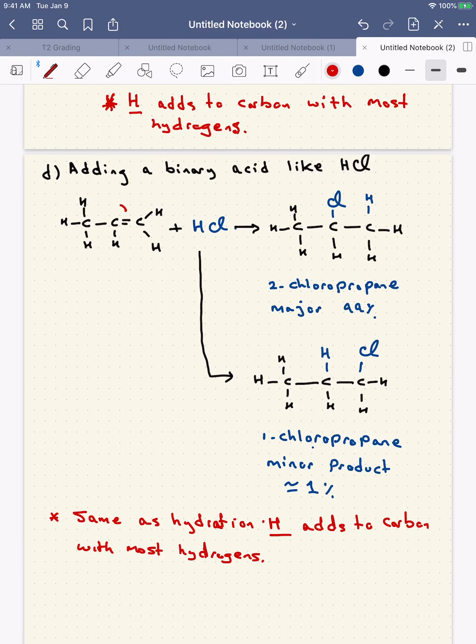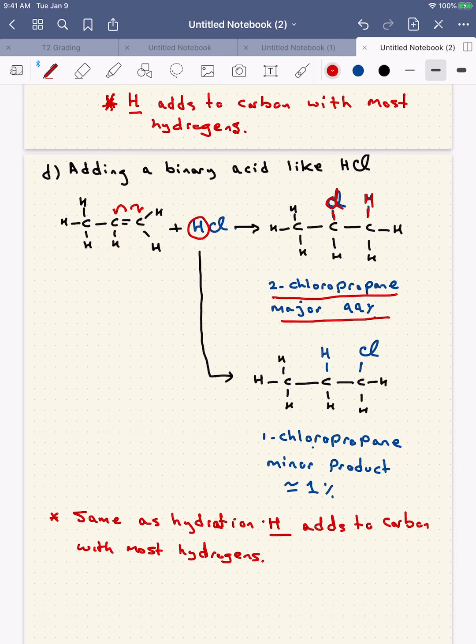Same mentality happens when you add an acid to it, a binary acid such as HCl. Now the propene opens up again. The H could be added to the last carbon, which is the tendency, and the Cl could be added to the carbon with less hydrogen. And that's the major product, 99%. What should I call it? It's on carbon number 2, so it's 2-chloropropane.